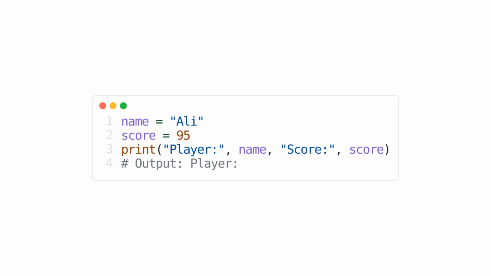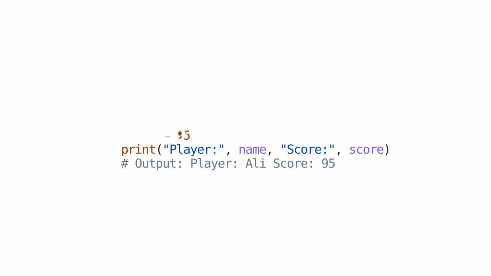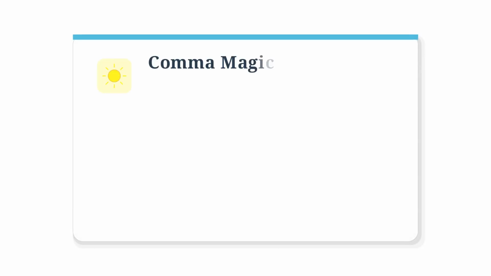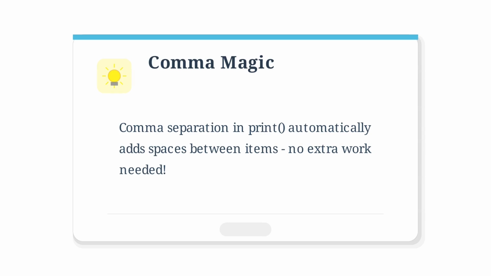Method 1. Comma separation. This is the simplest approach. Just separate your items with commas in the print function. Python automatically adds spaces between each item. It's quick, easy, and perfect for basic output. The beautiful thing about comma separation is that Python does the spacing for you. No need to worry about adding spaces manually. Python handles it all automatically.